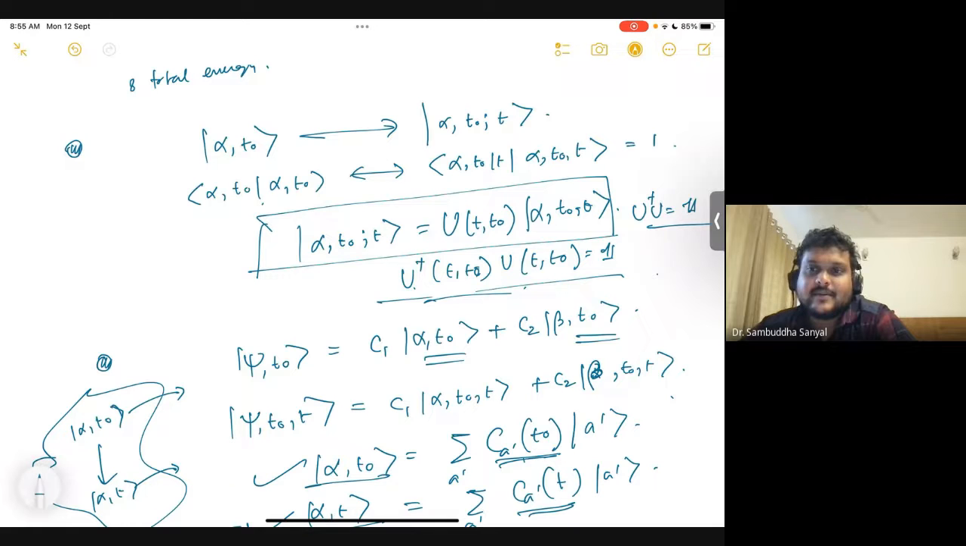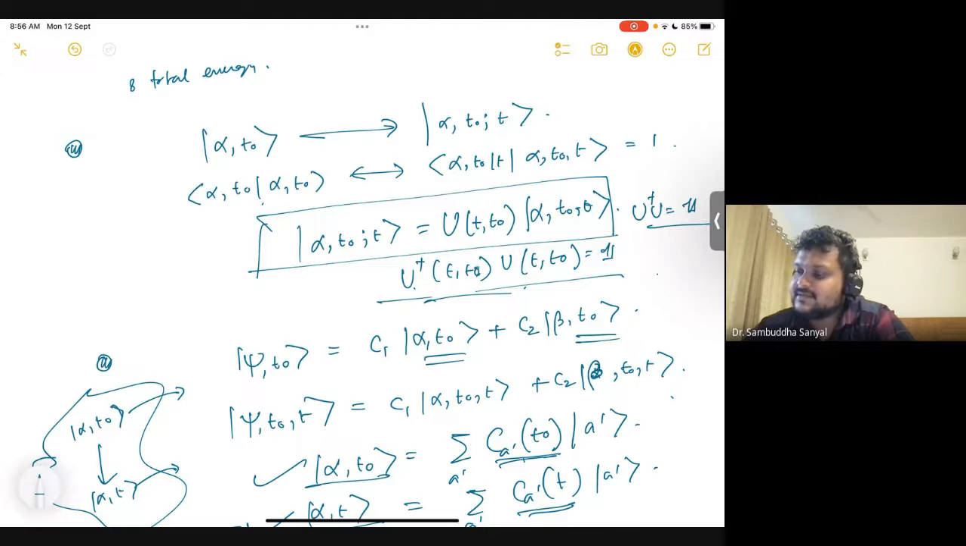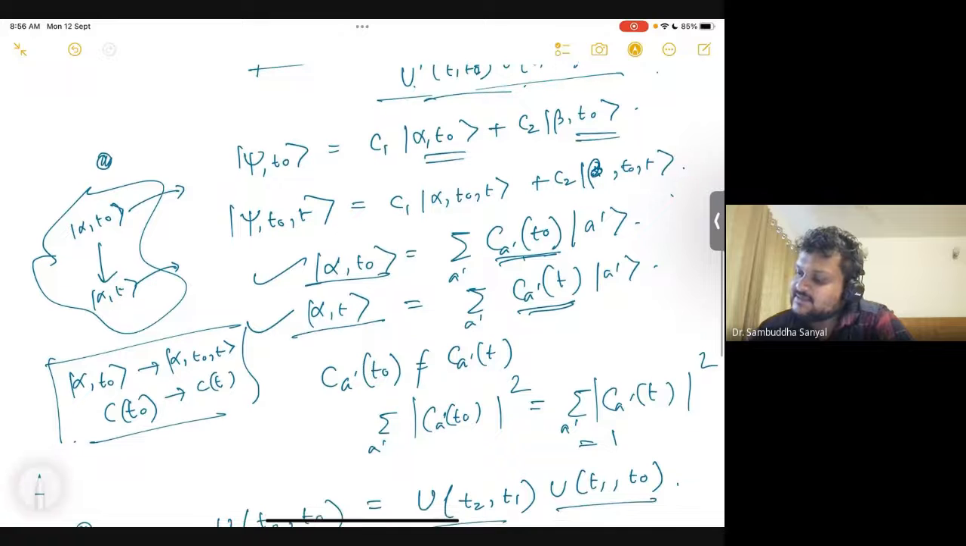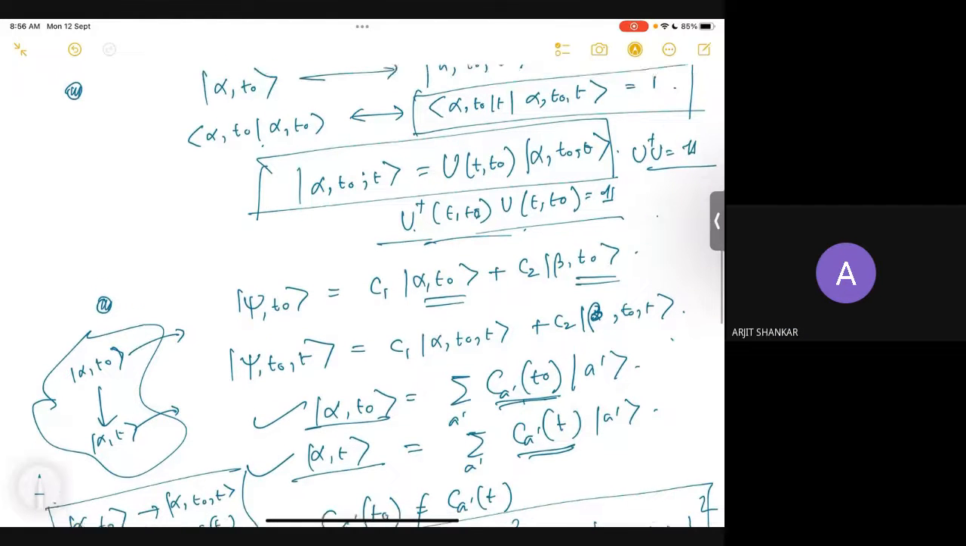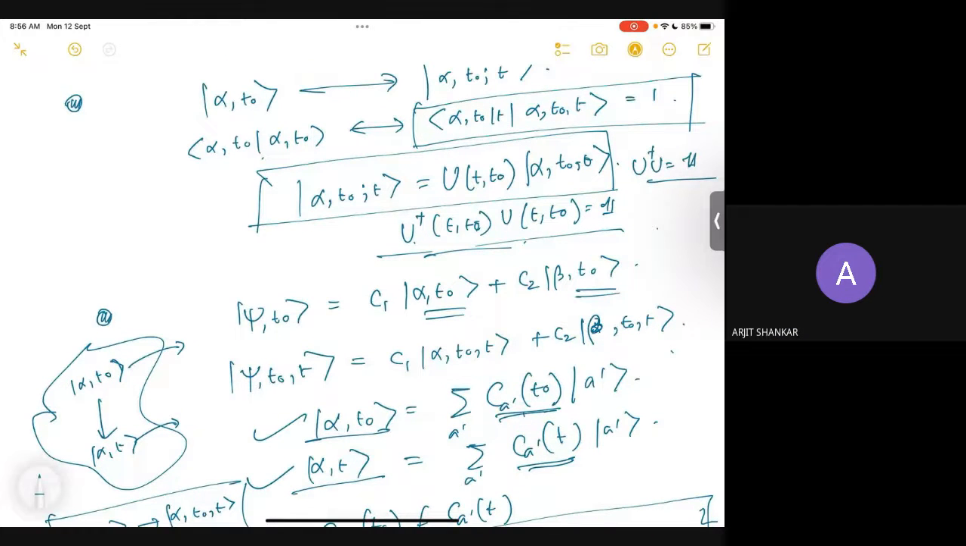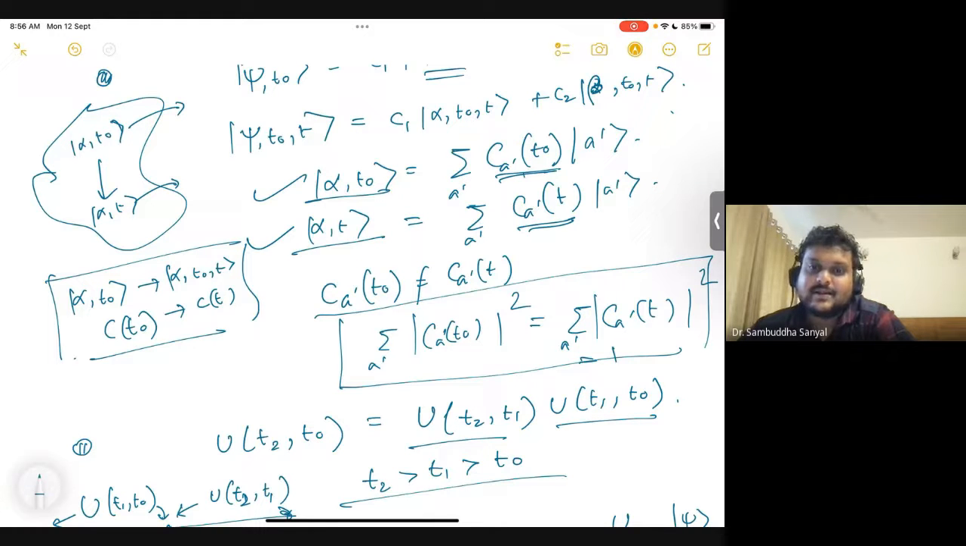Can you prove it? Hello, who was speaking? Can you speak? Yes, sir. Arjit. Yeah, can you prove that this automatically means this? The unitary transformation means we are going from t0 to t only, so both of the probabilities will have to be equal. That's why we have equated the amplitudes, right? Yes, but can you prove that?